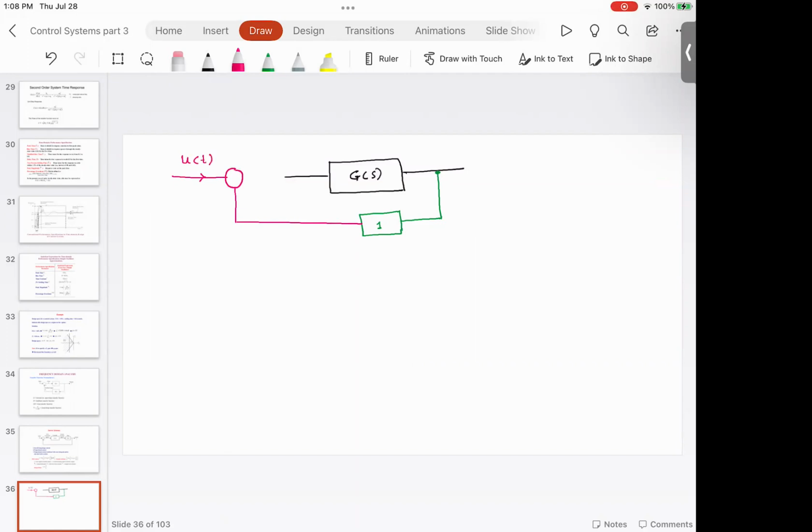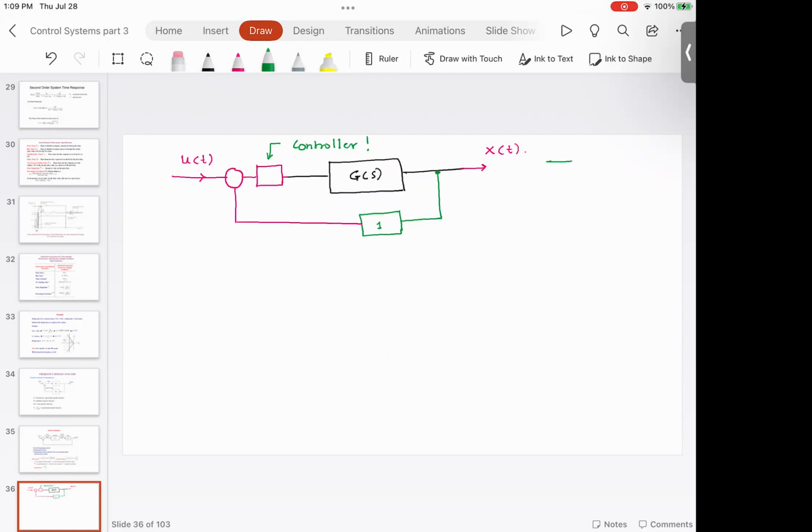So we have this input, and here we have this controller. And this is the output, and I'm going to call this output, say, X of T. So this guy is the controller. What is the first step in controller design? The first step in controller design is to construct a closed loop transfer function. How do we construct a closed loop transfer function?